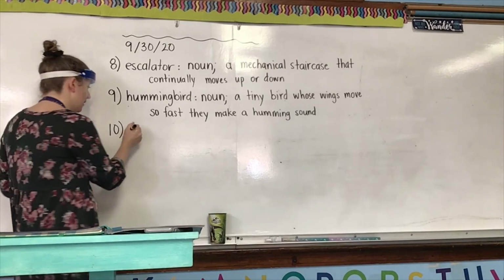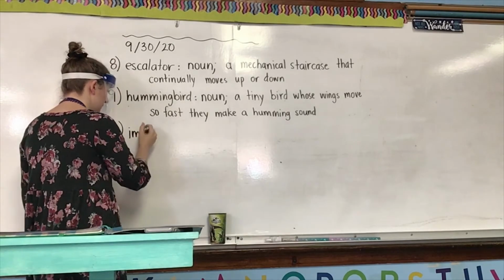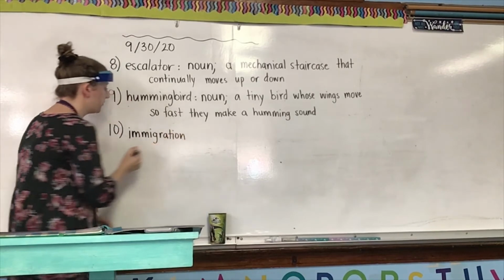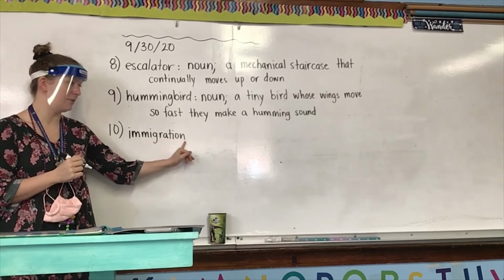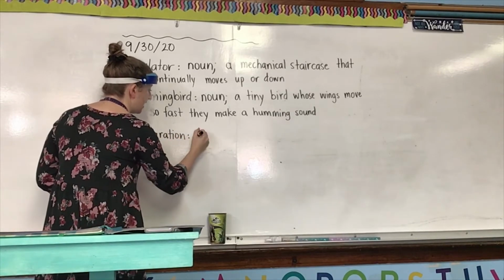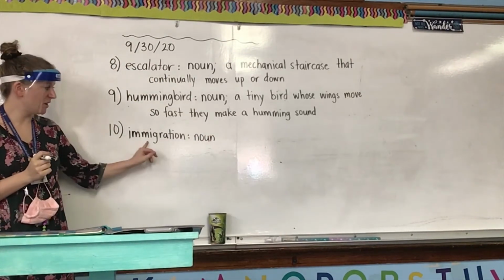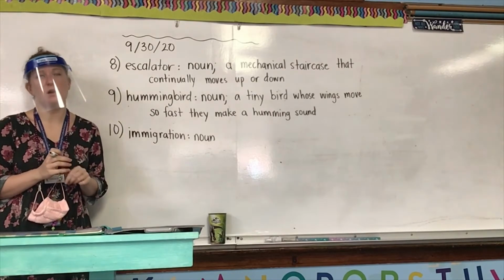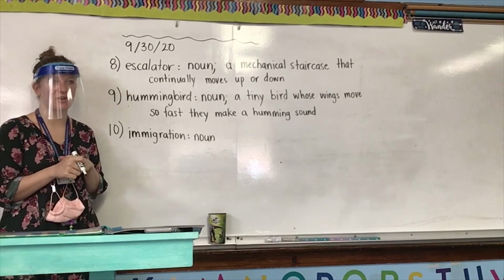My next word is immigration. I-M-M-I-G-R-A-T-I-O-N. Immigration. It is another noun. However, immigration is an idea. It is not a person, place, or thing. Almost always, we would never make an idea noun plural. There wouldn't be such thing as immigrations.